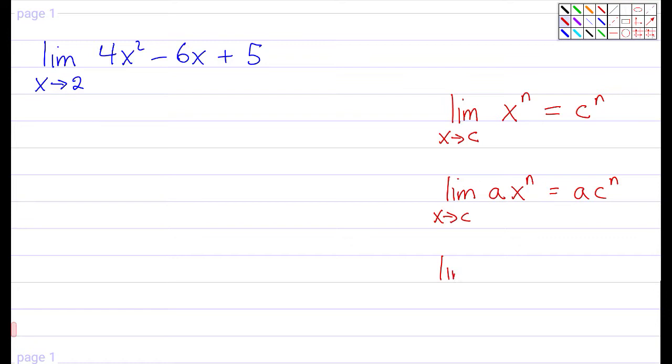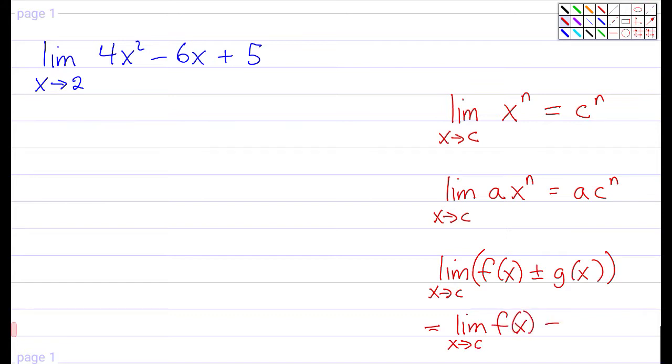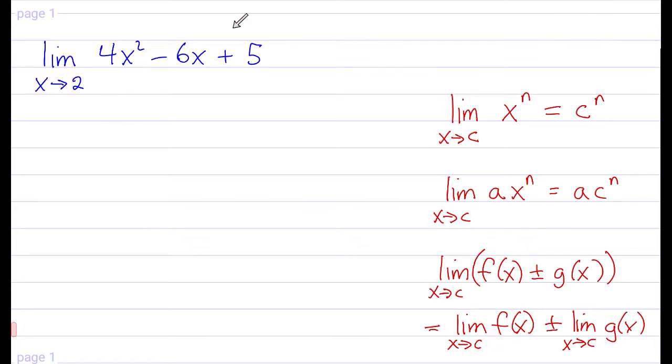Finally, the limit as x approaches c of one function plus or minus any other function, I'll put this in big parentheses, equals the limit of the first function plus or minus the limit of the second function, assuming that these two limits exist. Once again, I'm not proving these, but the fact that these things work makes life really easy when we want to calculate the limit of any polynomial like this.